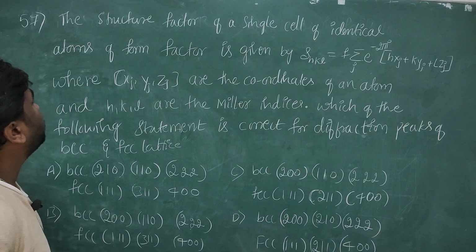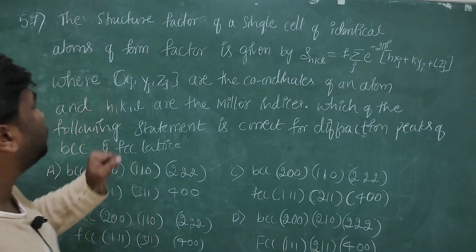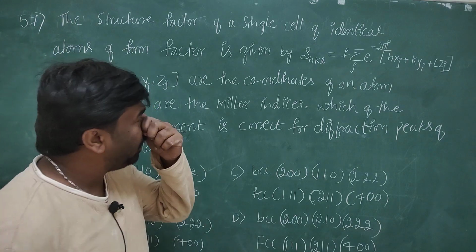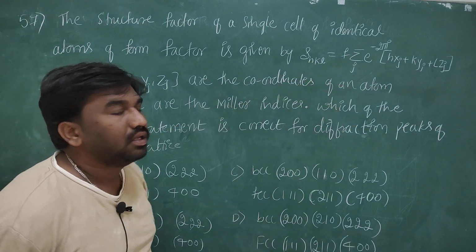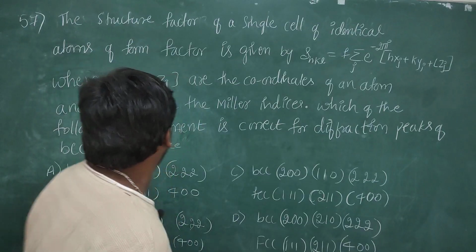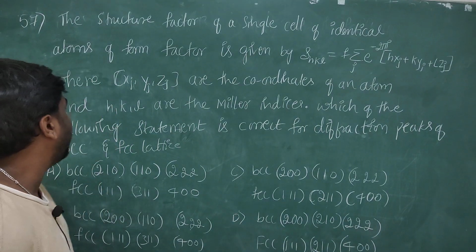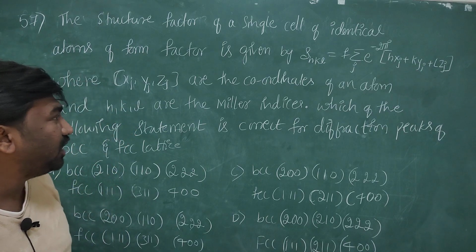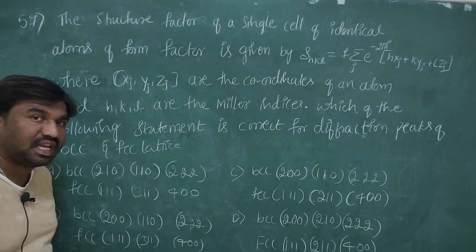So this is question number 57. The structure factor of a single cell of identical atoms of form factor f is given by S(hkl) = f times the summation over j of e to the power minus 2 pi i (h xj + k yj + l zj), where xj, yj, zj are the coordinates of an atom and h, k, l are the Miller indices. Which of the following statements is correct for diffraction peaks of BCC and FCC lattice?